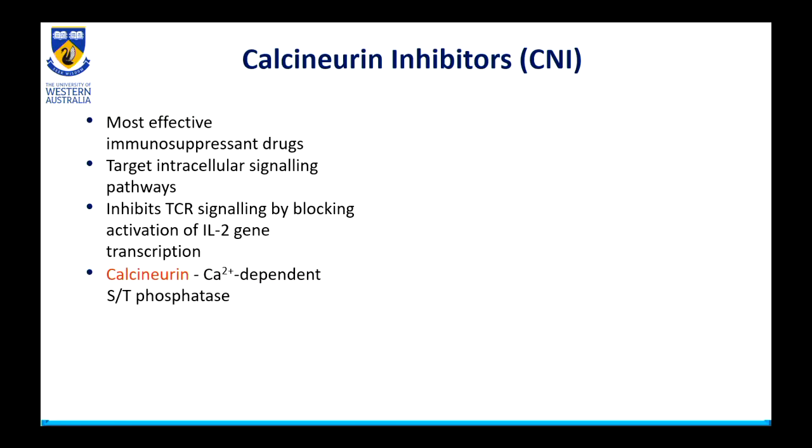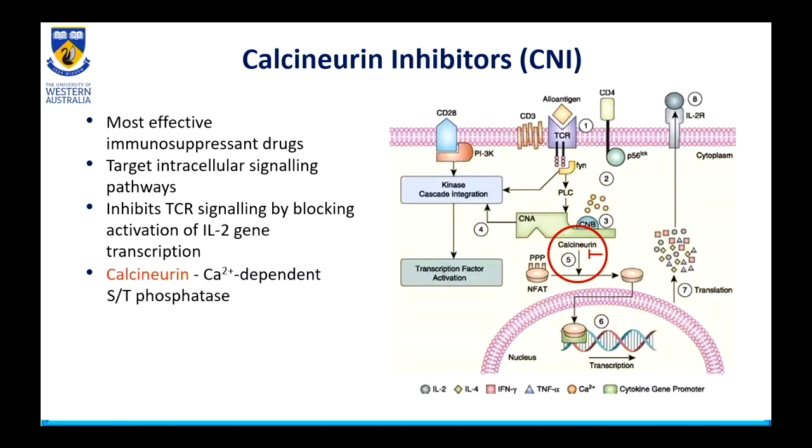Calcineurin itself is actually a calcium-dependent serine-threonine phosphatase. And it works through here. So here on the right, you've got your T-cell receptor through the pathway, and here you can see where calcineurin forms. So it's important. And its main function is to dephosphorylate NFAT, which is nuclear factor of activated T cells. And this dephosphorylation of NFAT allows this transcription factor to go into the nucleus where it's important in transcription.